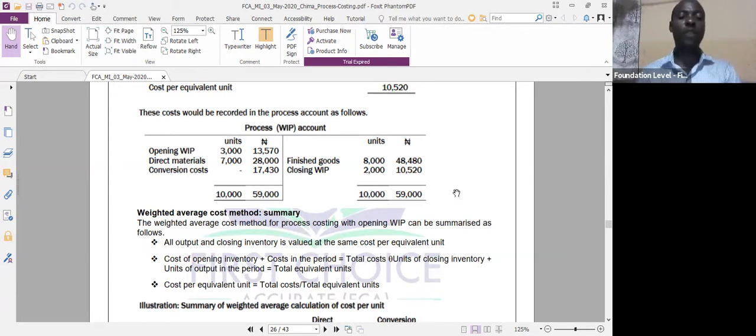Now the cost of opening inventory plus the cost in the period gives you the total cost of the system. Now, cost of closing stock plus number of outputs in the period will give you the total equivalent units. And then we have the cost per equivalent unit, which is the total cost divided by total equivalent units. So that's just that.